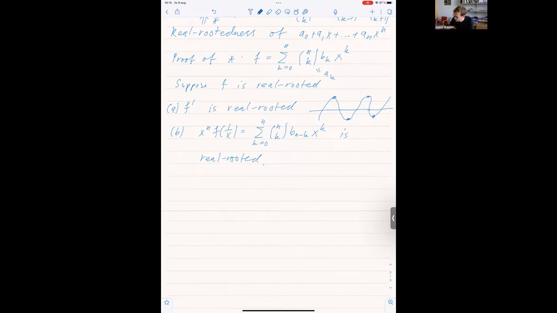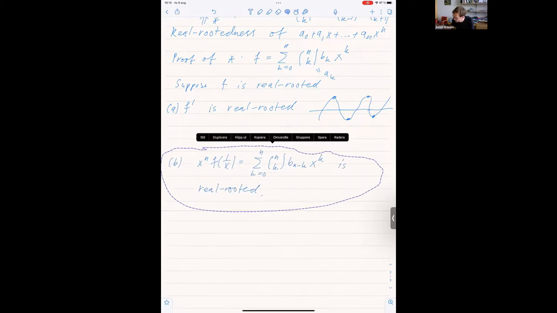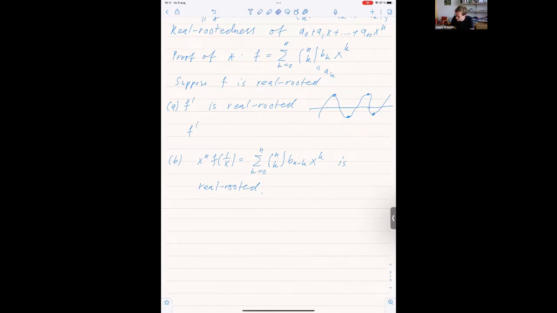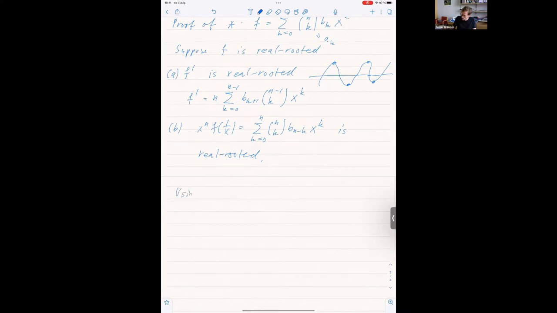So using just these two properties, okay, now I'll cheat again. Sorry for this. And we note that f prime, we may write this as n times, okay, so f prime divided by n is a polynomial of the same type. Just we shift the b index. So using these operations, using A and B, well, we can deduce that.